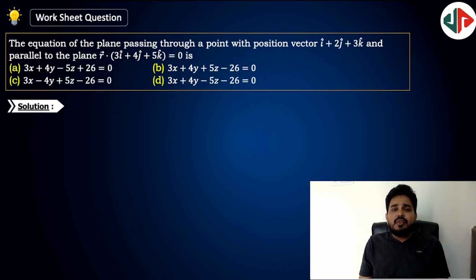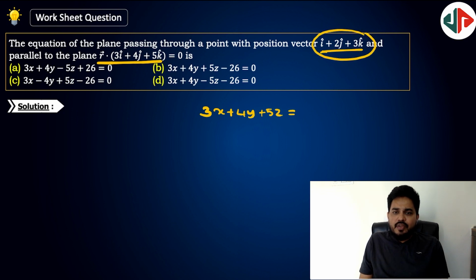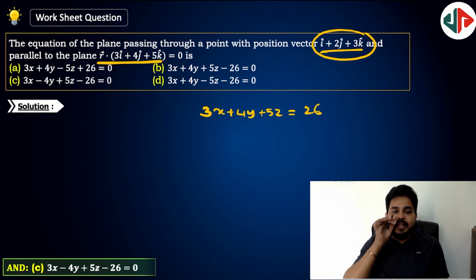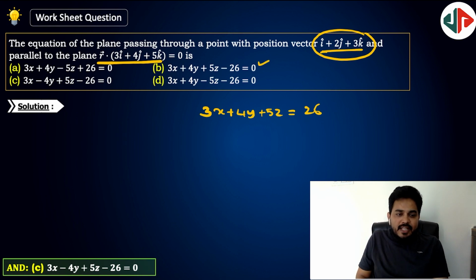The equation of the plane through the point with position vector this and parallel to this. So any plane is 3x plus 4y plus 5z, passing through 1, 2, 3. You substitute here: 3 plus 8, 3 plus 8 is equal to 11. 11 plus 15, 26. So the answer is this one. Not C, it should be B. So there is a typo error here. This has to be, because the plane is parallel to this one. No question of this answer.